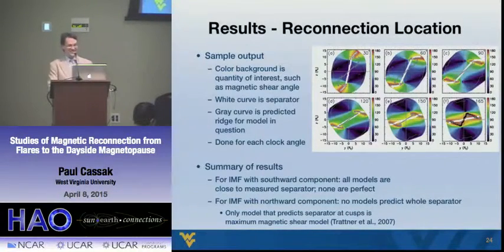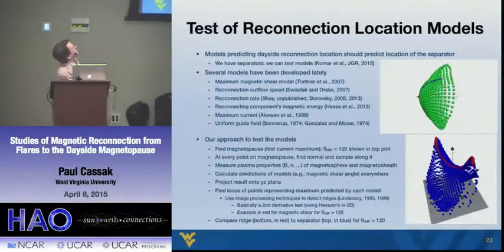Well, it's maximum shear, so it's as close as you can get to anti-parallel. Right. That's right. That's one of these other models, yeah. People talked about the maximum outflow speed, the maximum reconnection rate, geometrical things, like the angle bisecting the two magnetic fields, or the direction of the current, all sorts of things.